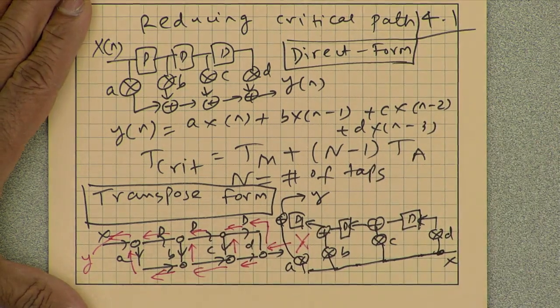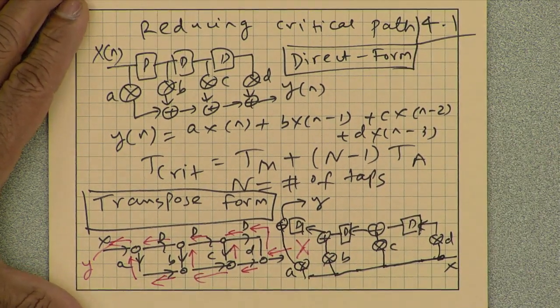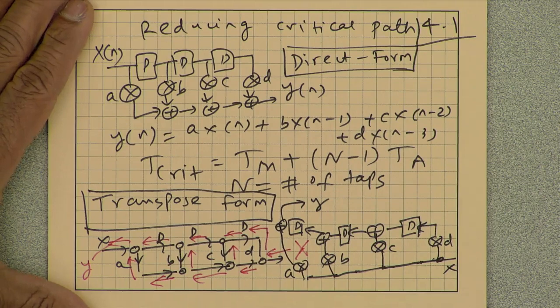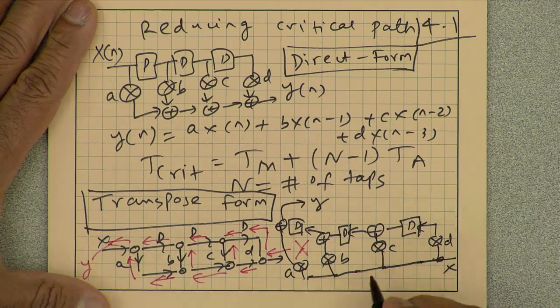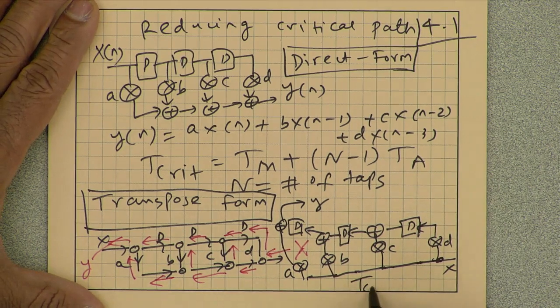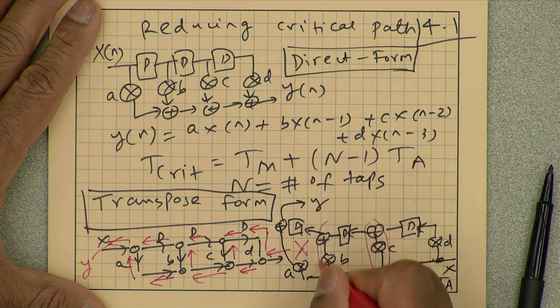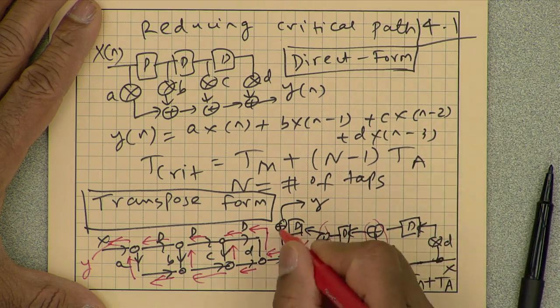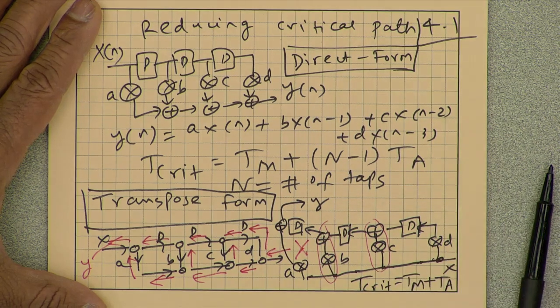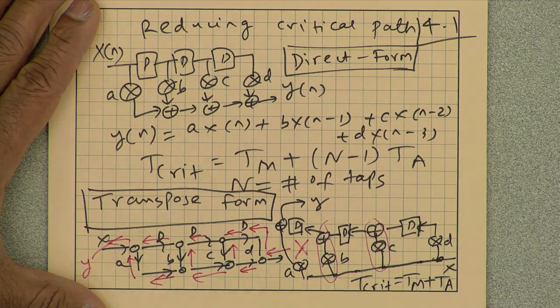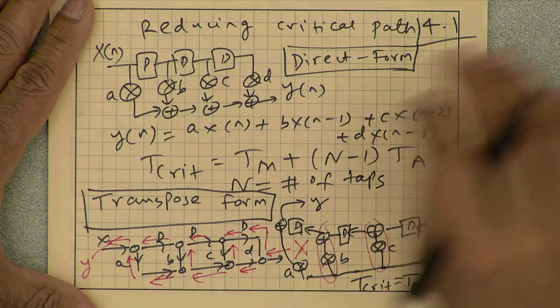So it's computing the exact same transfer function. And if you look very carefully, the critical path now is 1 multiply and 1 add, independent of the number of filter taps n. So at any given stage, the critical path is 1 multiply 1 add, and that is not dependent on the number of taps of the filter. It can be 100 taps, 1000 taps, or whatever.